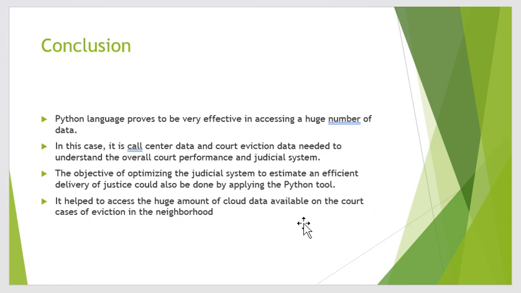Coming to the conclusion, the plot shows us that the average resolution time and the number of evictions per neighborhood are non-uniform, and hence there is a disparity between the neighborhoods in the average resolution time. The average resolution time is not dependent on the number of cases that a neighborhood has, and hence the average resolution time is independent of the number of cases. Hence, the courts are not performing uniformly across all neighborhoods, and their performance depends on the socio-economic profile of the neighborhood.